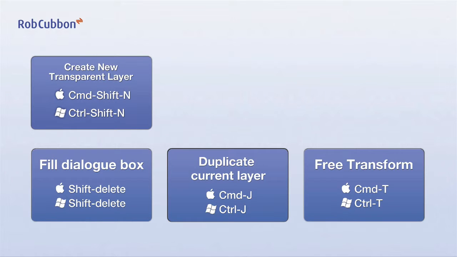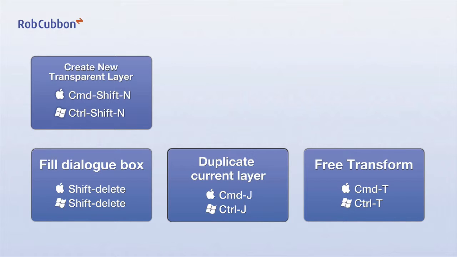Now here are a few I use all the time with Photoshop. Command Shift N just gives me a new transparent layer. If I just want to add something on top, I use that an awful lot. To fill something, say I have a selection and I want to fill it white or black or the foreground or background colour, I just do Shift Delete to get the fill dialog box up. Command J duplicates the current layer, or if you have a selection, it duplicates the pixels inside that selection to a new layer. And Command T for free transform, I use it all the time.